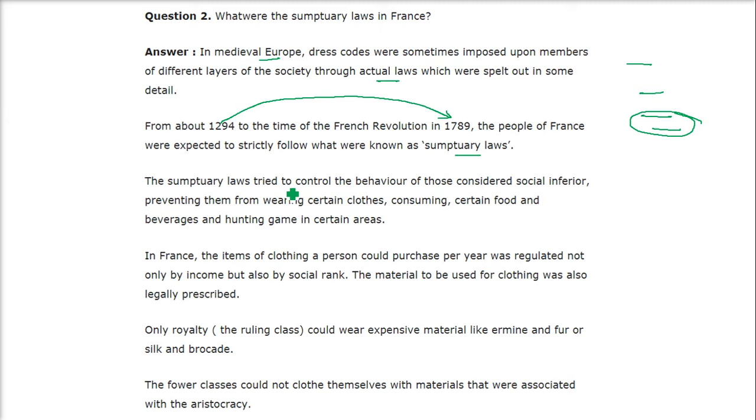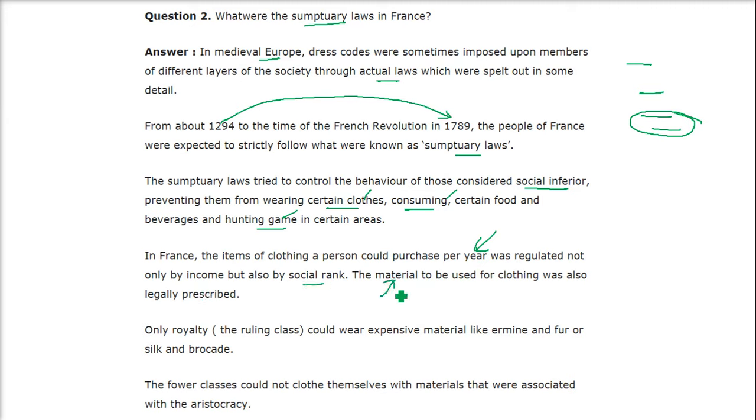The sumptuary laws were a measure to control the behavior of those considered socially inferior, trying to prevent them from wearing certain clothes, consuming certain food and beverages, and hunting game in certain areas. So these all include clothes, food and hunting. In France, the items of clothing a person could purchase per year were also regulated, not only by income but also by social rank.